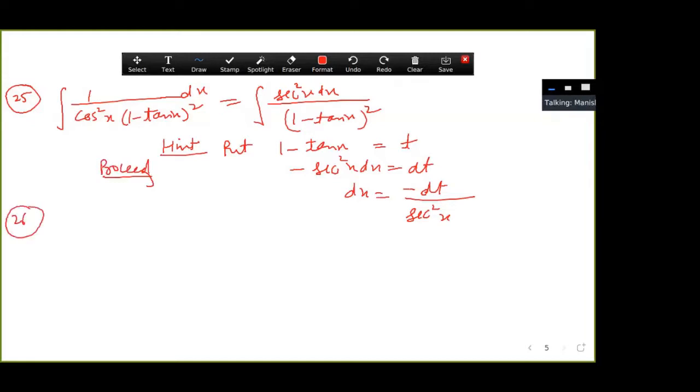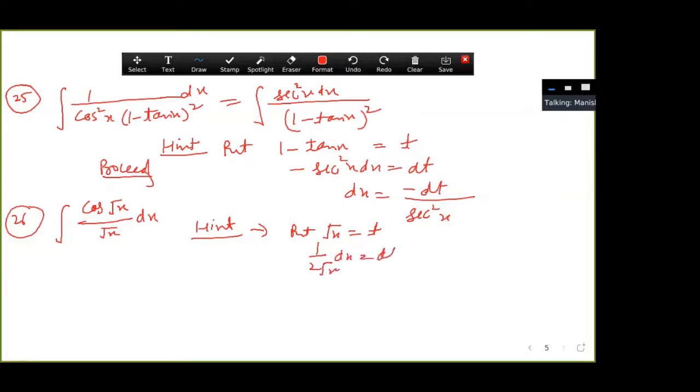Question number 26. Integration of cos root x upon root x dx. Hint of the question is put root x is equal to t, and 1 upon 2 root x dx will be equal to dt, and dx will be equal to 2 root x dt. Now you can proceed the question. Easy one.